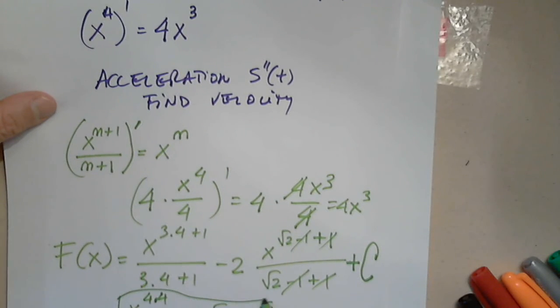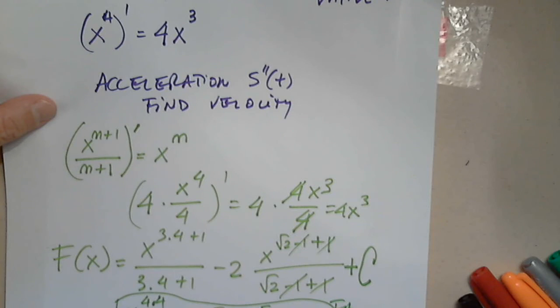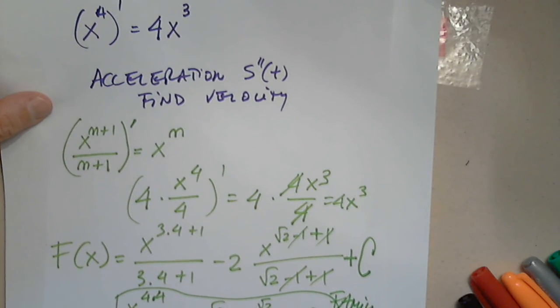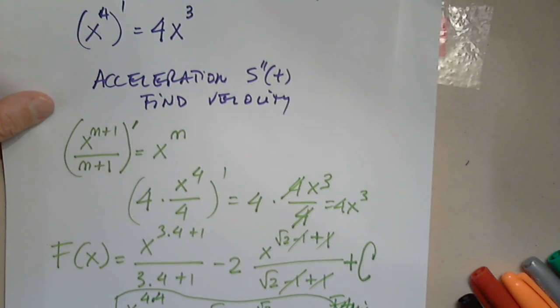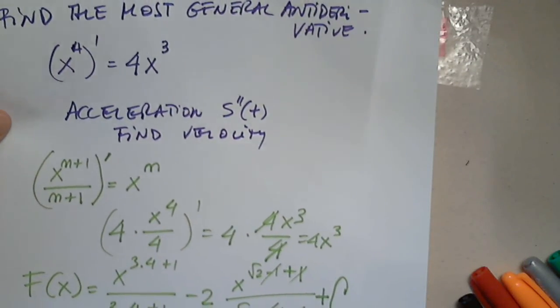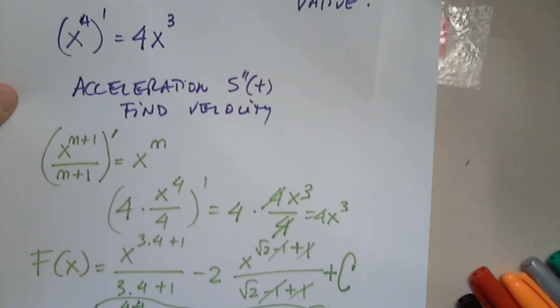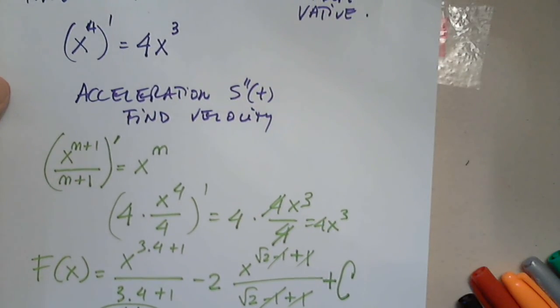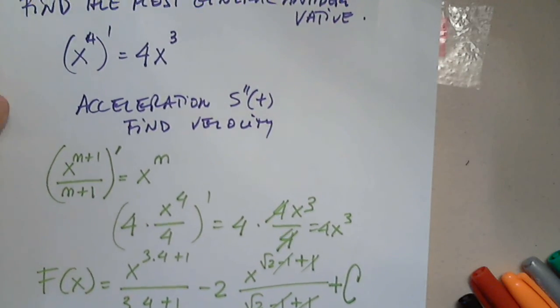And this is a family of functions. Infinitely many, because c can be any real number. It's called the most general antiderivative. If c is 0, I get a function. If c is 1, I get another function. If c is 100, I get another function, etc., etc.